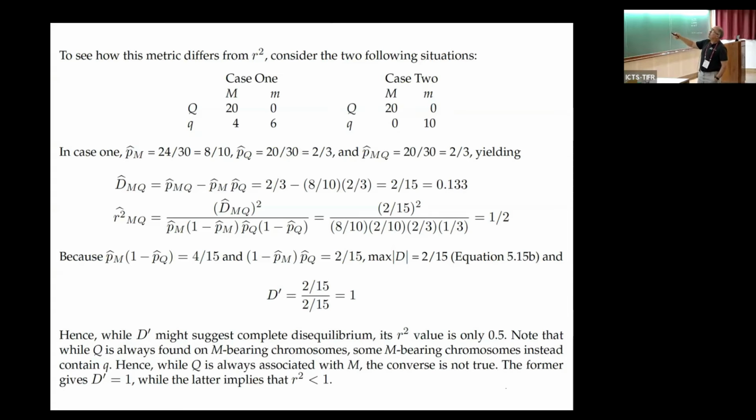So even though big Q is only found on a big M background, other things are also found on big M backgrounds. Conversely, let's look at over here. That's perfect disequilibrium. D prime is 0 and the correlation is 1 in that case. What this basically points out is that whether or not you get off-diagonal elements is a function of the mismatch between the frequency of Q and the frequency of the marker it's usually on. If there's a mismatch, you're going to get some off-diagonal elements.